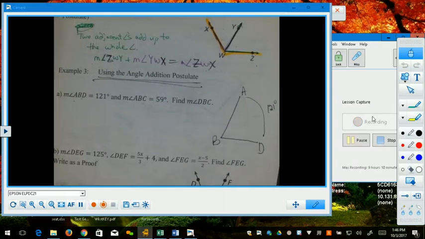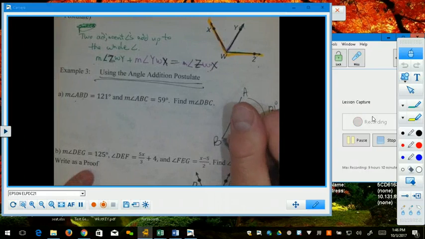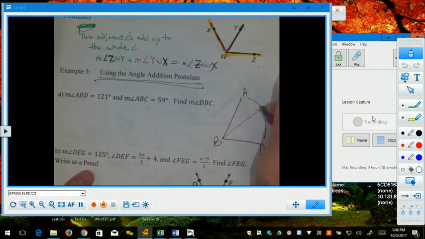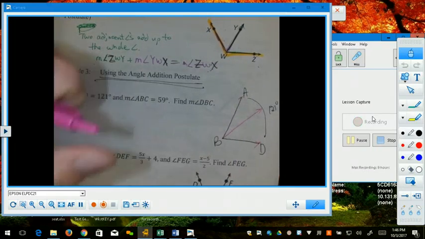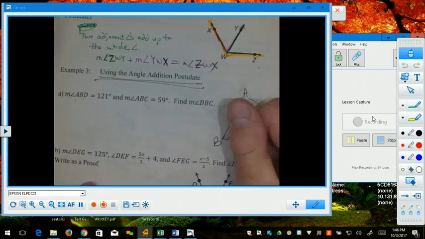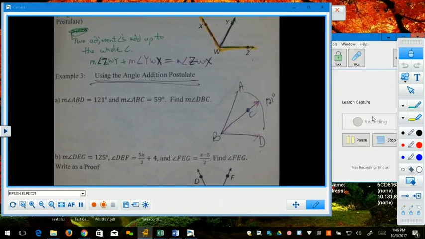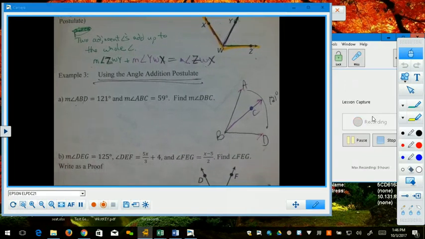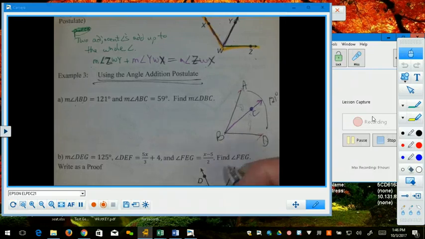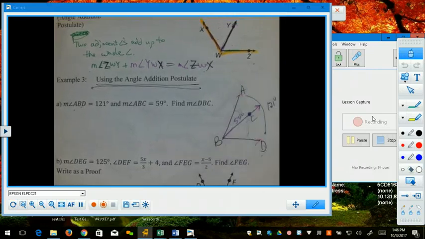And they have ABC, and they really need to give you some descriptions on this because I don't really know where that is. I'm going to pretend it's right here, that C is here. So normally they have to give you a description saying C is on the interior of angle ABD, so I put C on the interior, and now I have that this angle plus this one adds up to the whole thing. This one's 59 degrees.